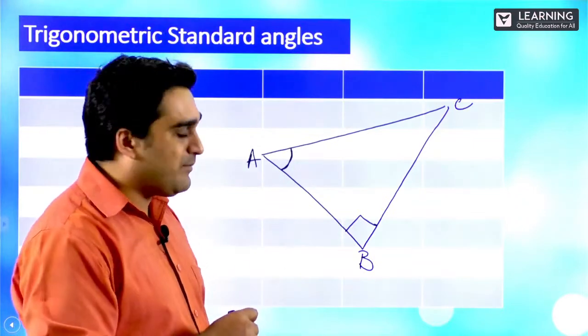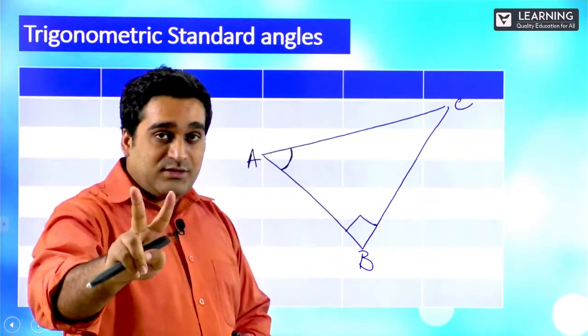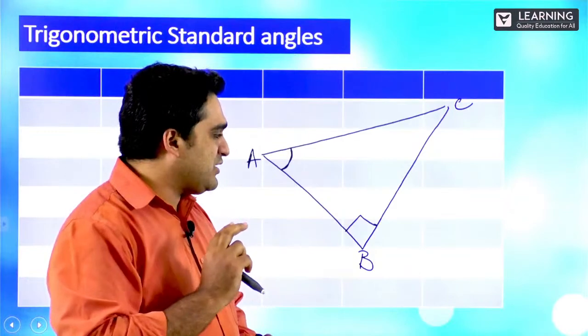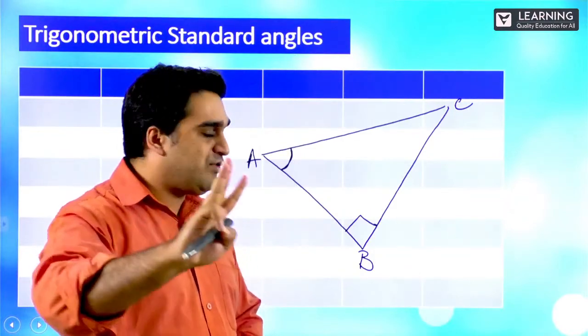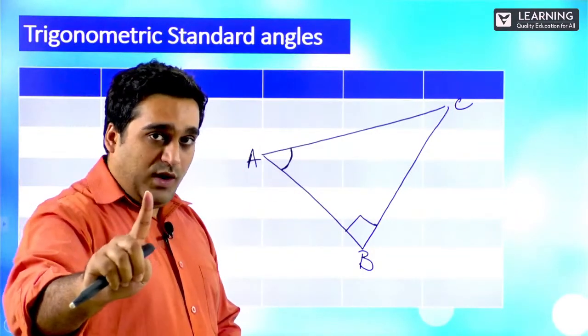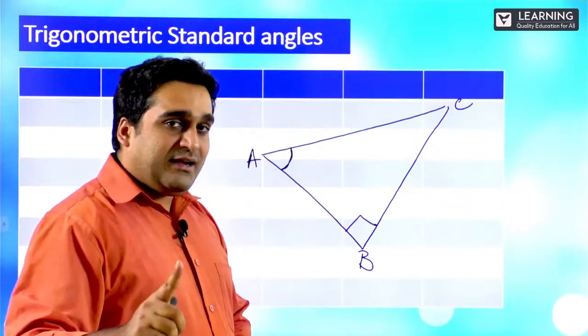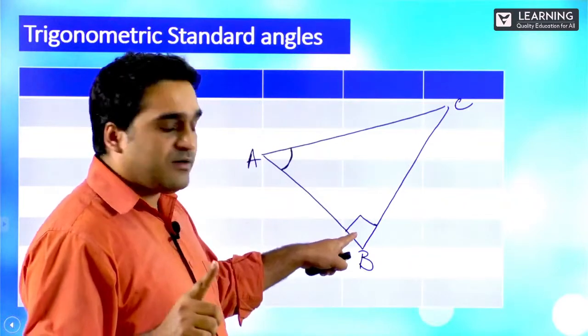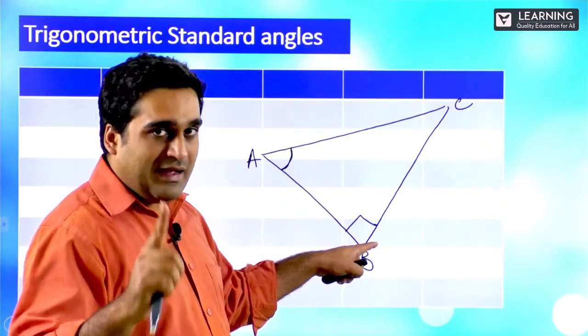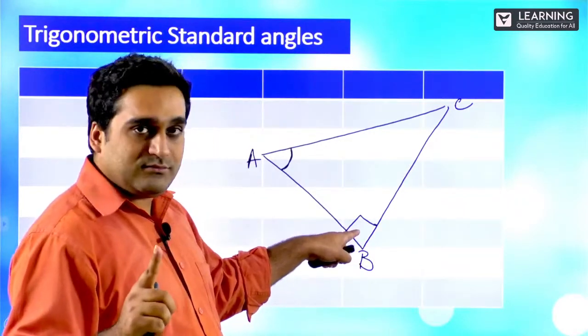Now, given this information, how would you identify the adjacent, hypotenuse and the opposite? I actually use three rules, so keep in mind three rules. Rule number one, identify where the right angle is. Rule number one, identify the right angle, correct?